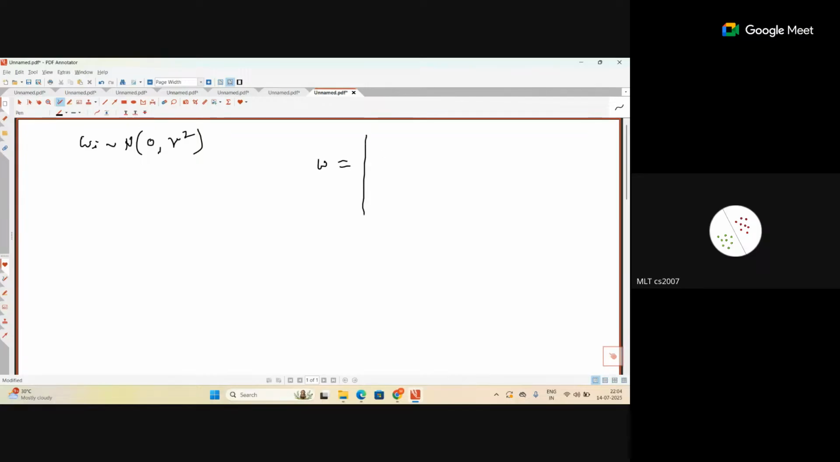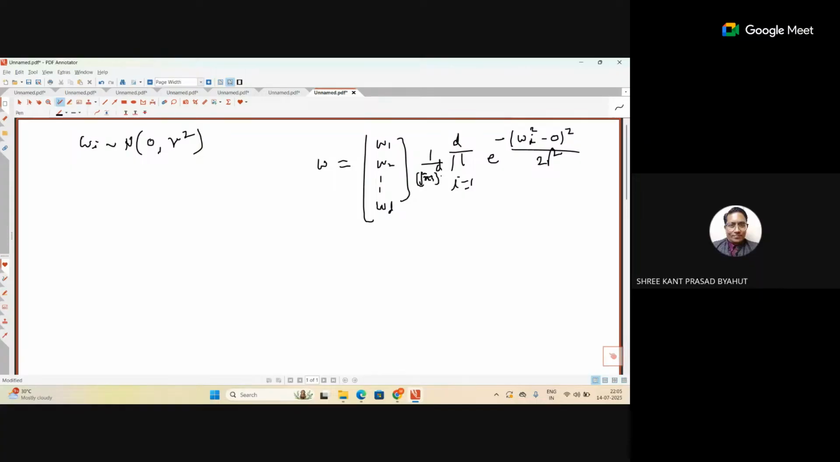In that case, the joint density of W, if I write all of these w's into a vector w1, w2 up to wd, is the product of i equal to 1 to d of e to the power minus (wi minus mu) square, with mu 0, upon 2 sigma square, over root 2 pi sigma to the power d. But this is a constant, so we are ignoring that part, because in the posterior we say it is proportional, and in the proportionality we don't worry about it. Now how will this posterior look?